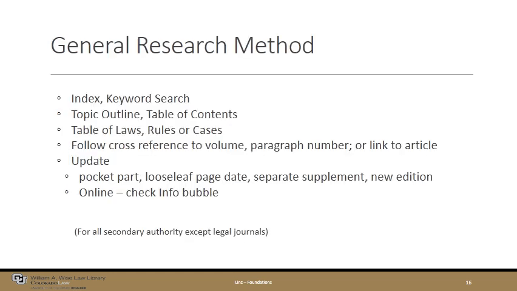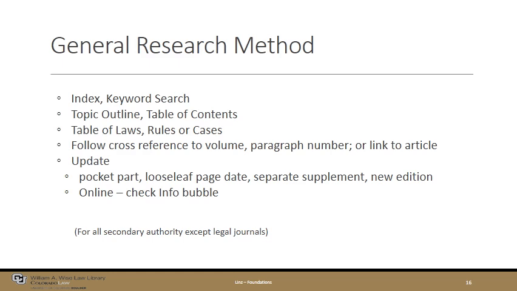And finally, a note about a general research method for secondary authority. I'll basically use the same method, with the exception of law journal articles. Typically, you'll develop a list of keywords, and then you'll use those keywords either to search the index for the publication, either in print or online, or of course online you can do a keyword search. You can also start in a topic outline or a table of contents within the publication itself, and that'll take you to the point in the publication where that subject area is discussed.